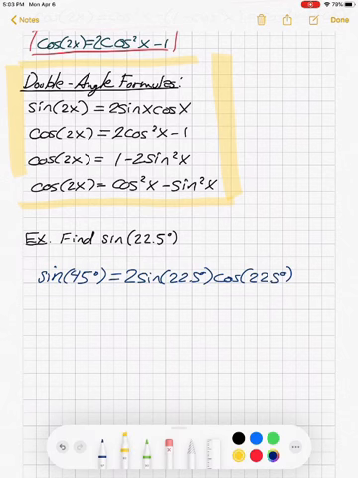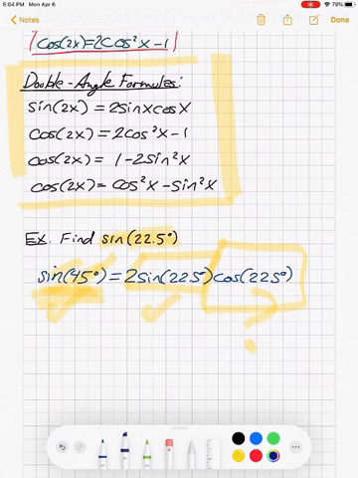So is this formula going to give us what we want? Well, I know this value. This is what I'm looking for. But this one, I'm stuck. I don't know the value of this. So I can't actually use this formula. The thing is, I'm not actually looking for sine of 2x. I'm looking for sine of x.